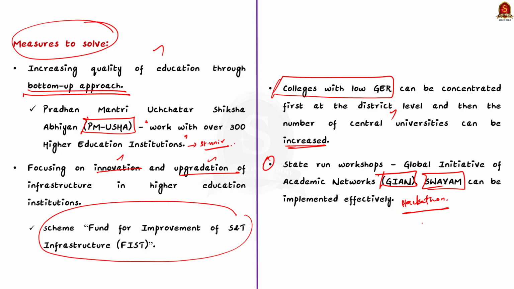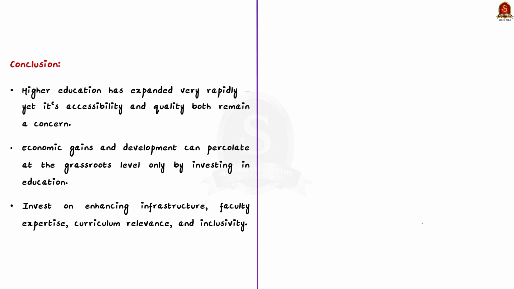Okay, now we have covered the body part of the answer. Now let us move on to the conclusion part. Moving on to the conclusion, higher education in India has expanded rapidly in the last 7 decades after independence. Yet, its accessibility and quality both remain a matter of concern.